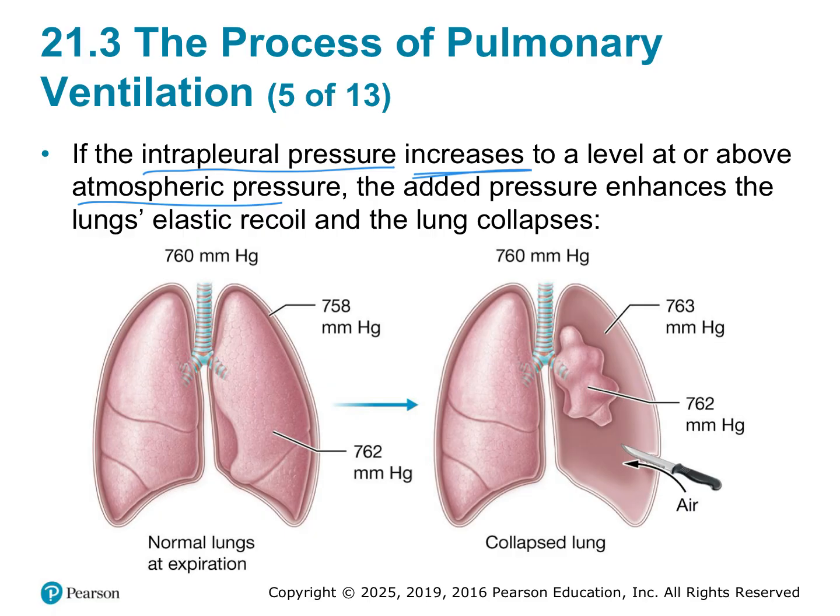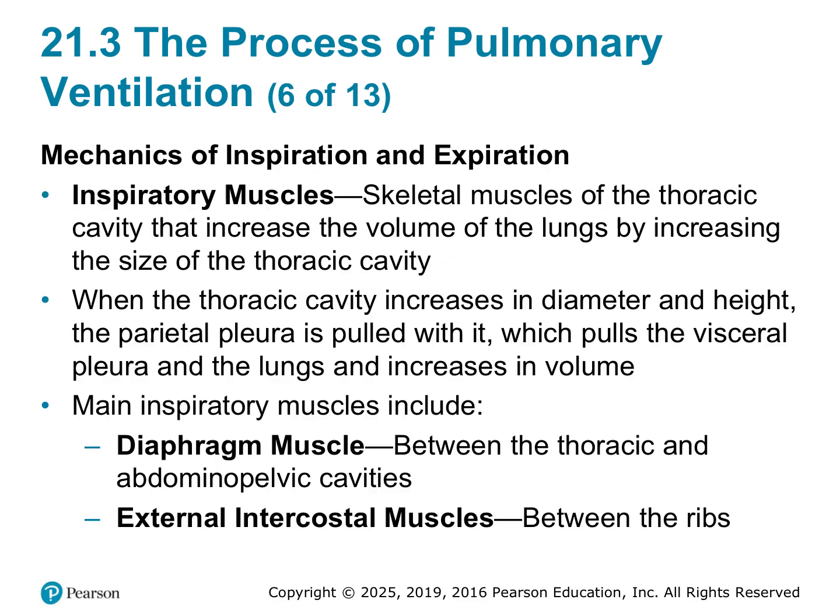And this can happen if you have some kind of an injury that punctures through the pleural cavity. And then you can have the pressure in the pleural cavity equalize with the atmospheric pressure. And when you have that, then that can cause the lungs to collapse. So what's involved in inspiration and expiration that's actually changing the size of the lungs?